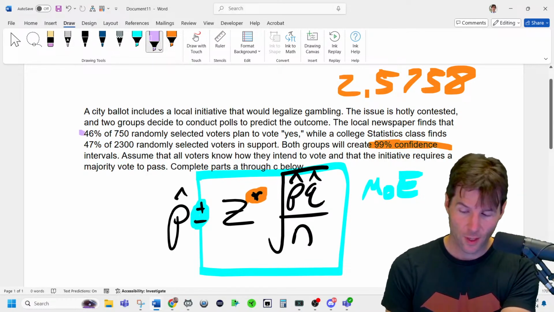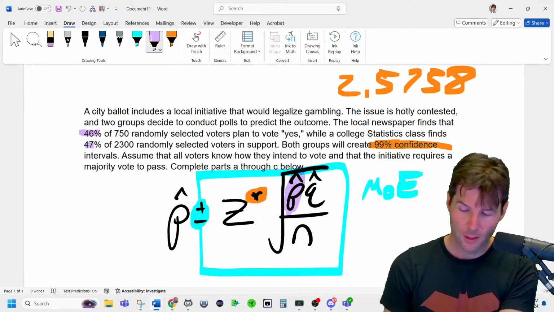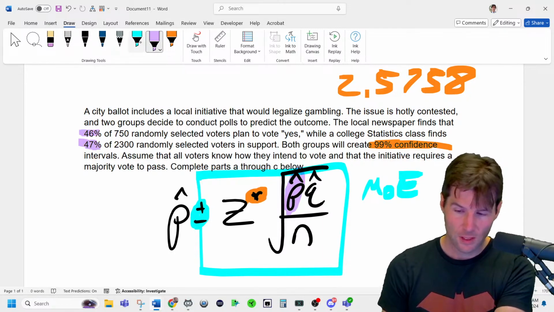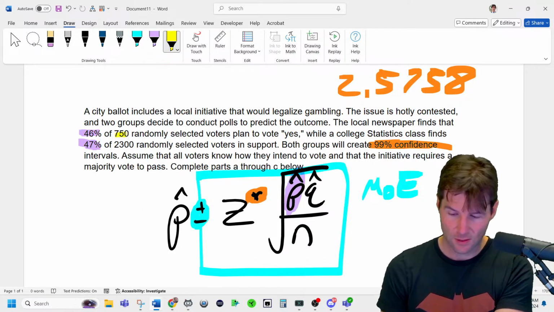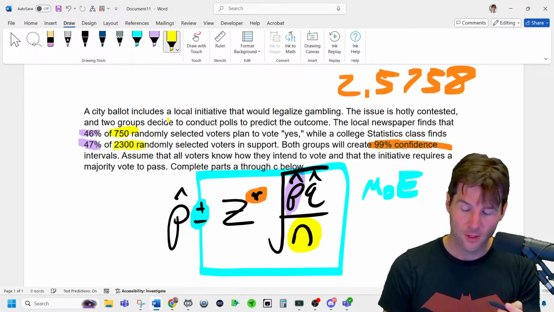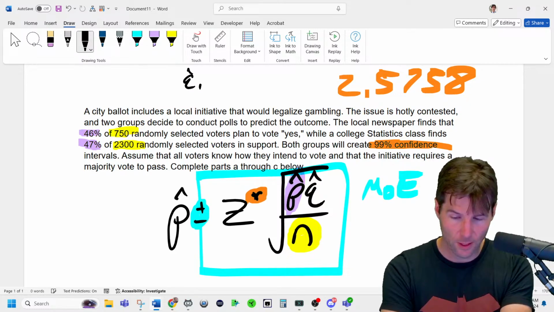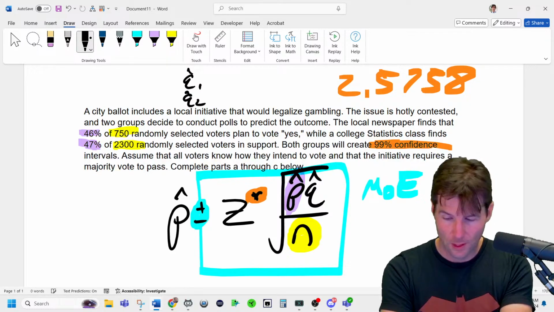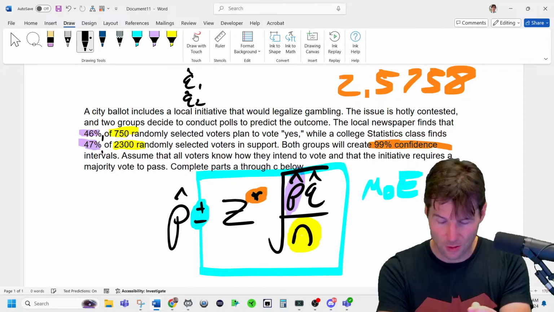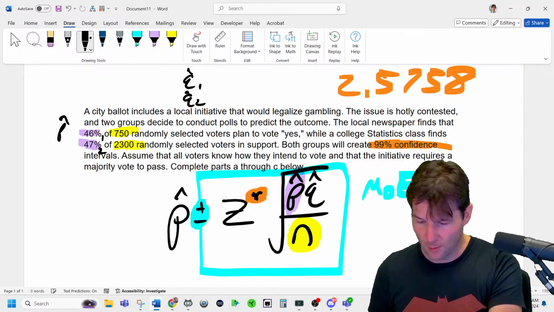Now we run into a small problem: we have a p-hat right here, but then we have another p-hat based on two different sample sizes. So they basically want us to run this twice. That means we have two different q-hats: q-hat 1, q-hat 2, and p-hat 1, p-hat 2.